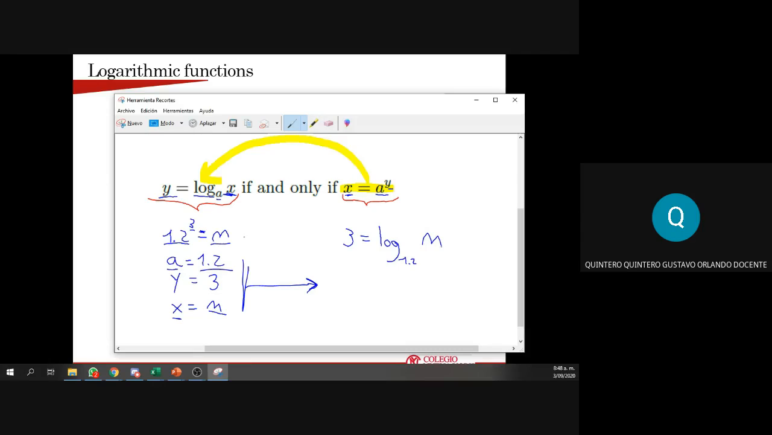And just like that, we transform. Let me erase this like this. Beautiful. All right. And just like that, we transform an exponential into a logarithm.